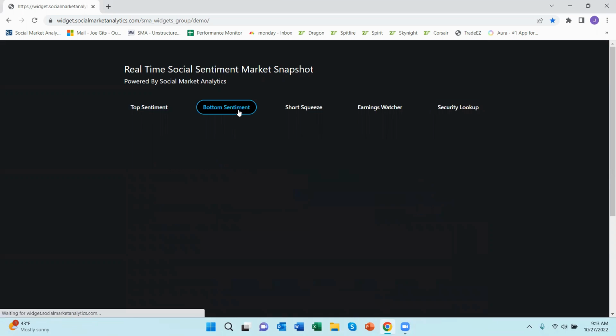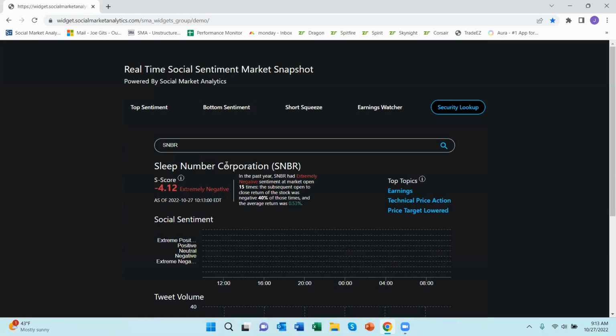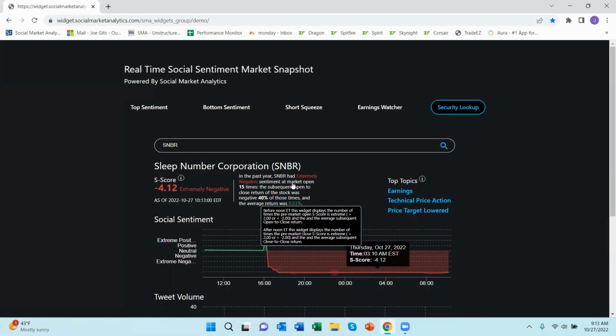On the bottom sentiment, there's a couple of good ones today. So for example, Sleep Number is falling out of bed. Get it, Sleep Number. In this particular case, it is actually down from the open. They reported weak earnings. This one was negative earnings. Sentiment has been negative all night and it's moved lower. So this is a good example of where you can get in and get some shorts, maybe some options position. This one was actually in the earnings watcher as well.